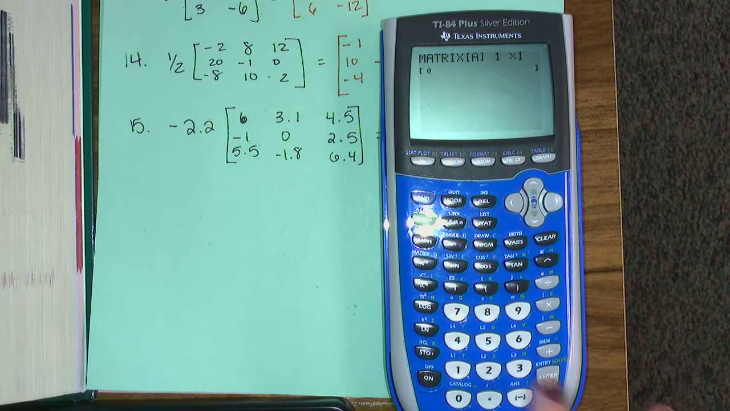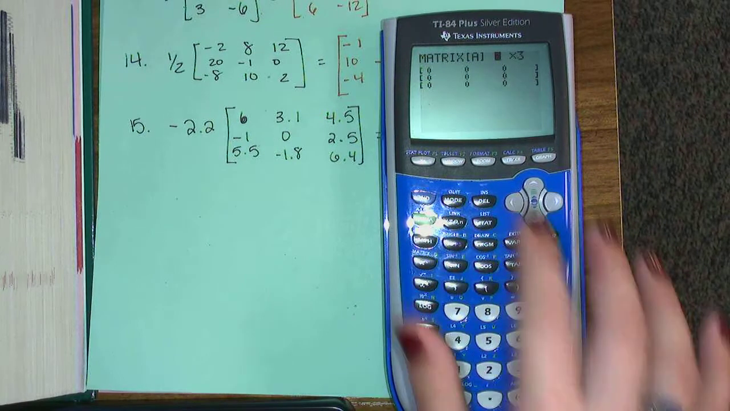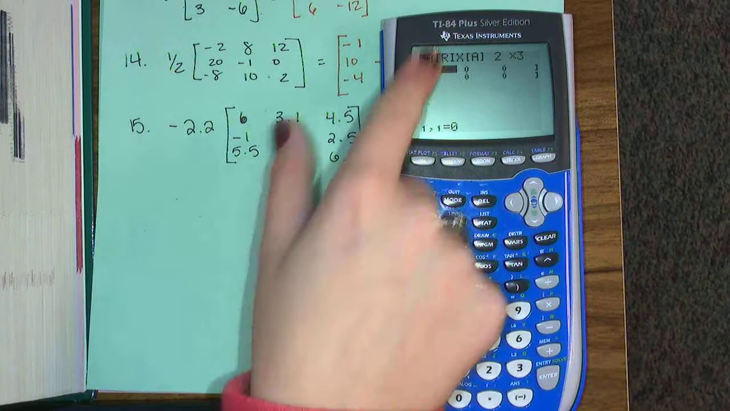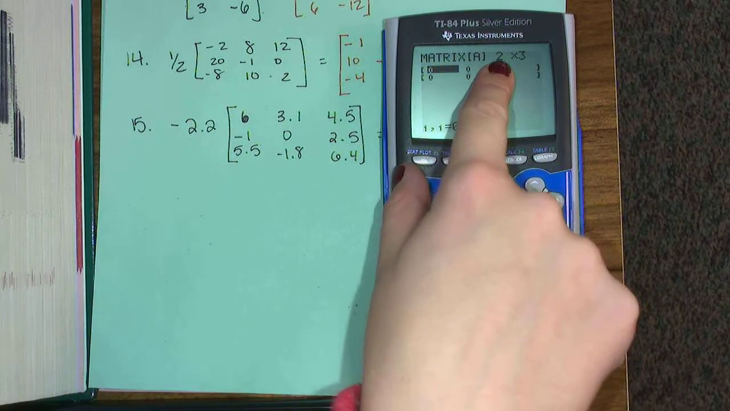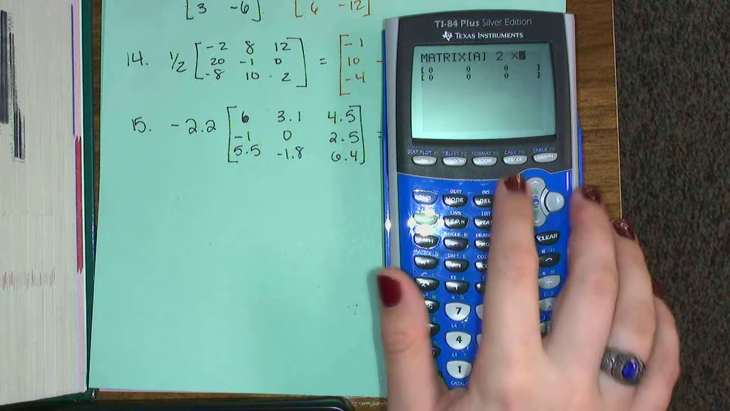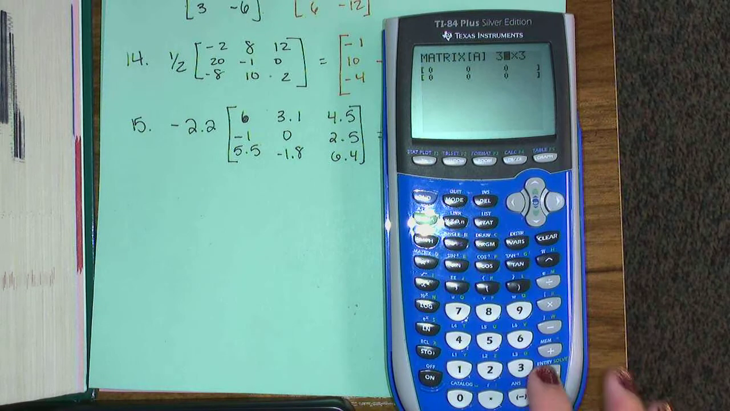3 by 3. If you happen to remember, let's say you have one that's 2 rows, 3 columns, and let's say you can't remember if the rows come first or the columns come first. If I go back up here, it changes the dimensions for me so I can see it. So you literally just have to do it until you get one that lines up to be what you need. But this is a 3 by 3.